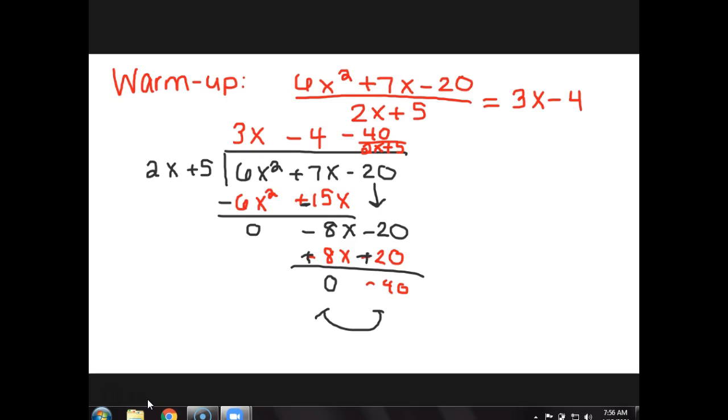So did everybody understand Lexi's question? What do you do with the remainder and how do you rewrite it? So you take the remainder and it gets written over the divisor at the end of the long division.